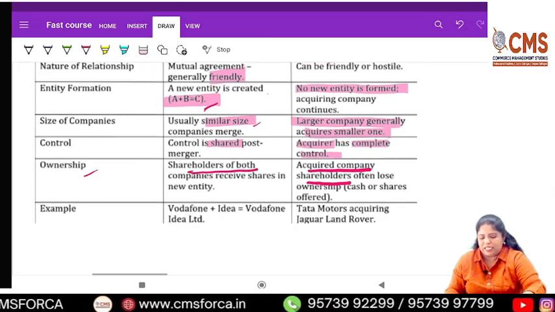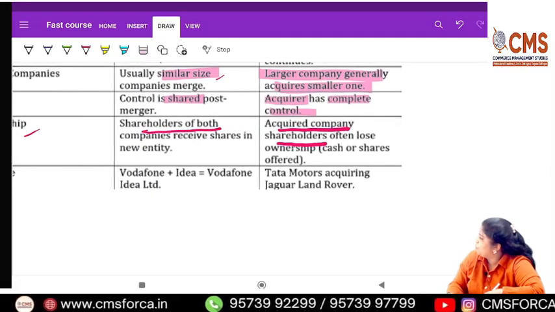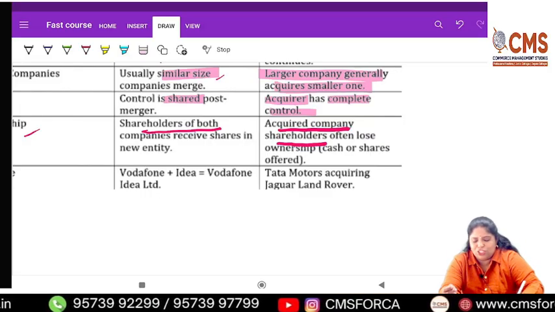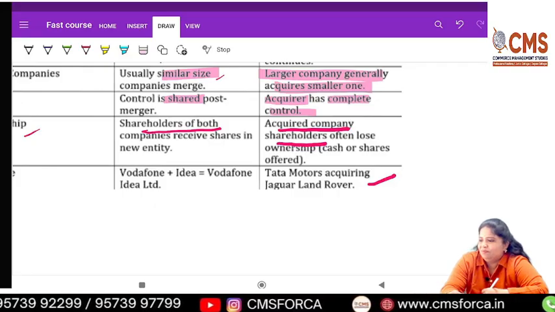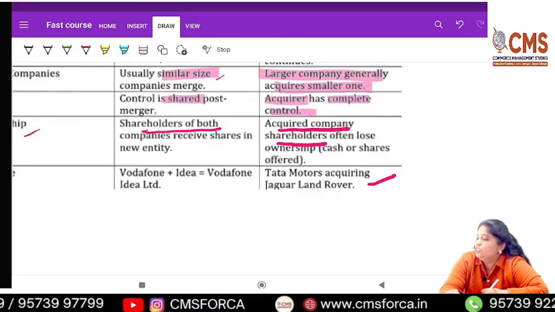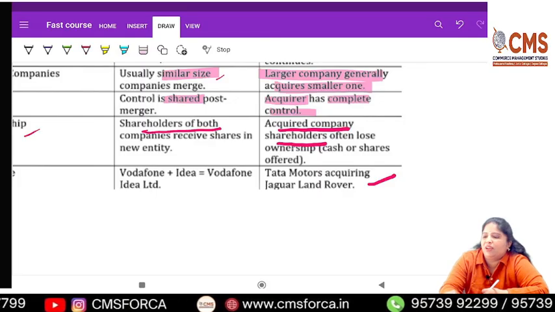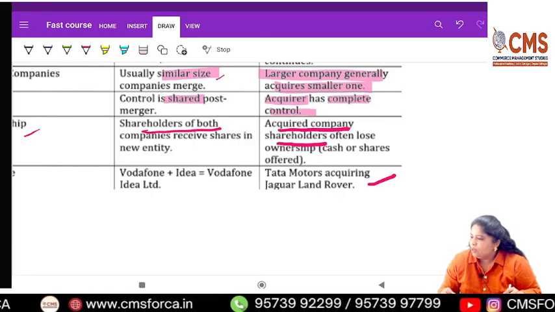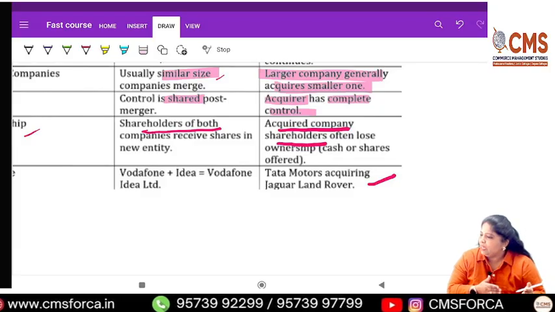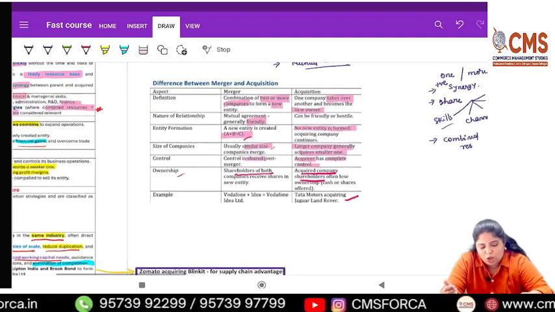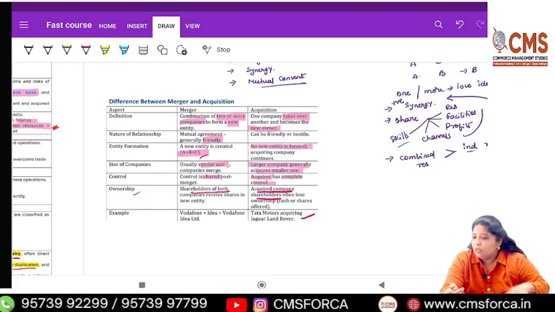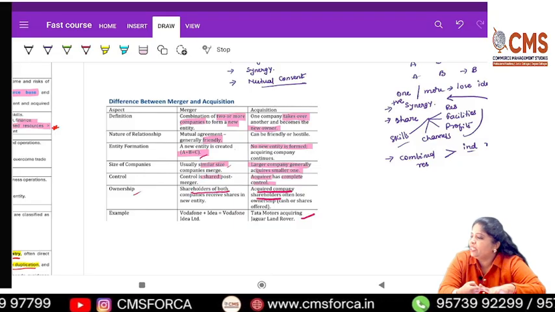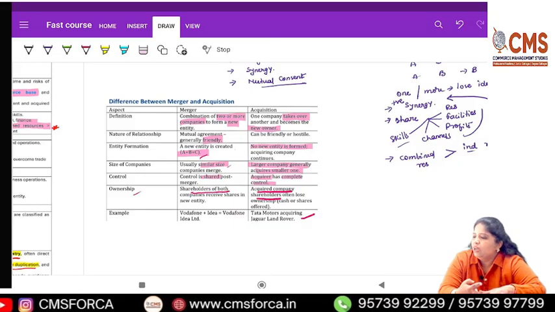I have a few examples here. One example given for a merger is Vodafone and Idea. And for acquisition, Jaguar Land Rover, Tata Motors acquiring it. Done? So I hope this concept is clear enough, how a merger and acquisition can be compared. And I have given you a few common points, but always remember, both should be on mutual consent. Both create a long-term advantage and synergy.